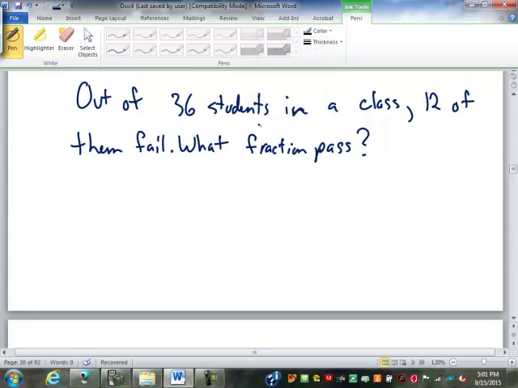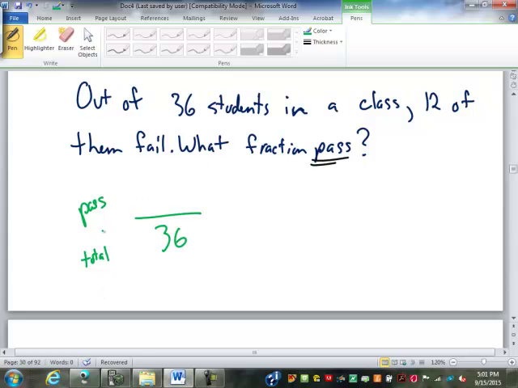By the way, the rate in this class is much better than that, just so you know. For those of you getting there, what fraction of them pass? So in our fraction, we're looking for what fraction pass. So on top is going to be the students that pass. What's going to be on bottom? Total students, right? That's going to be the 36.